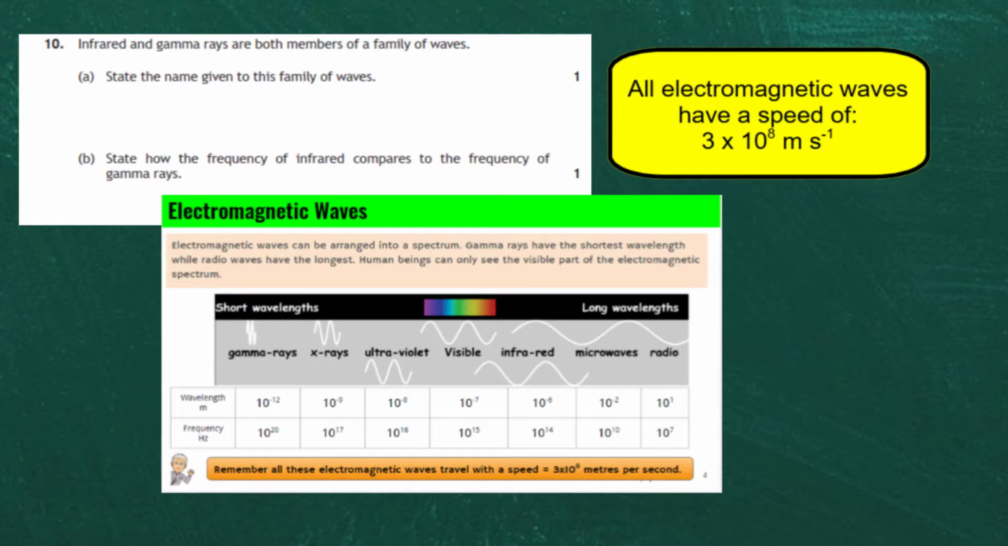Now, for part B, for 1 mark, you're asked to state how the frequency of infrared compares to the frequency of gamma rays. And on the chart that you can see, if I square off the infrared section there, you can see it's got a frequency of 10 to the power 14 Hertz, which is really quite a high frequency. But if I compare that to gamma rays, you can see gamma rays have got a much higher frequency of 10 to the power 20 Hertz. So the frequency of gamma rays is much higher than the frequency of infrared waves.